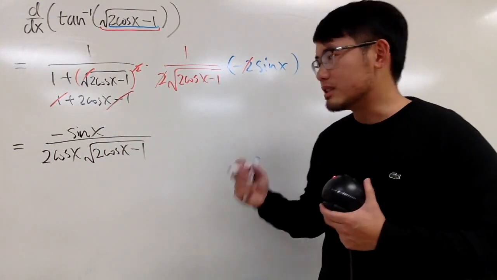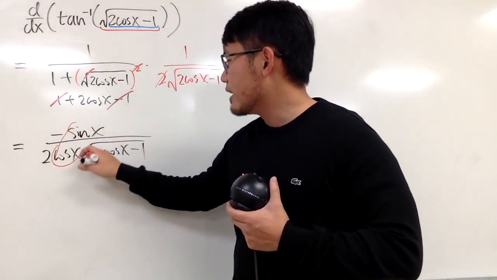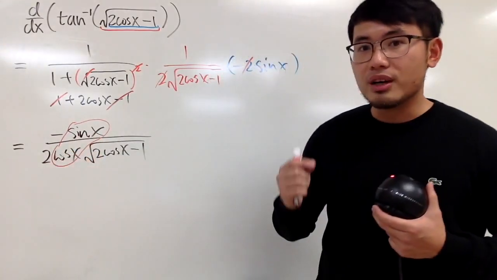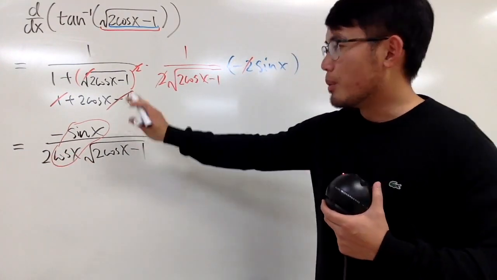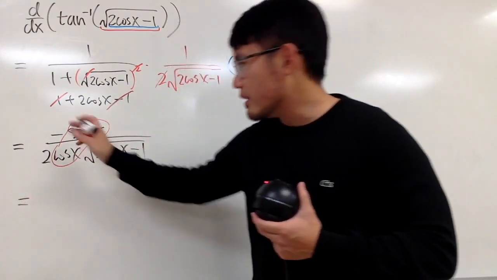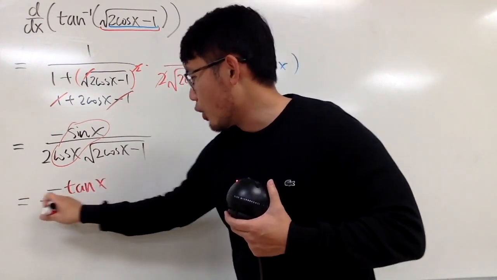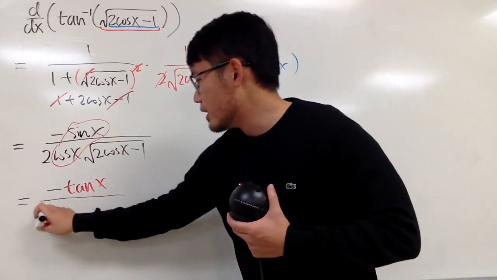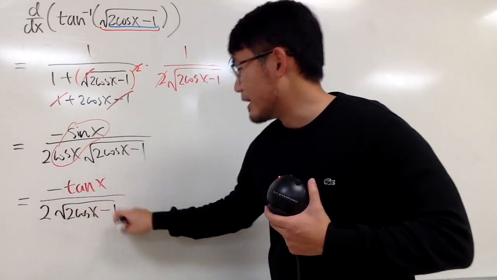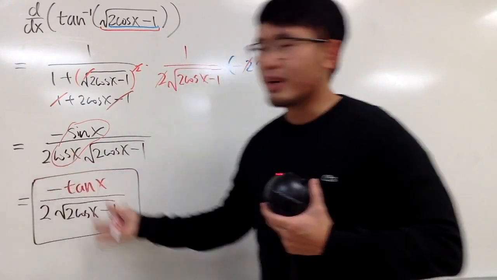Well, we can actually make this better because we notice sine x over cosine x can be nicely combined into just tangent, and that will be on the numerator. So in the end, we write down negative tangent x over that, which is 2 times the square root of 2 cosine x minus 1, like that. So this right here is the answer.